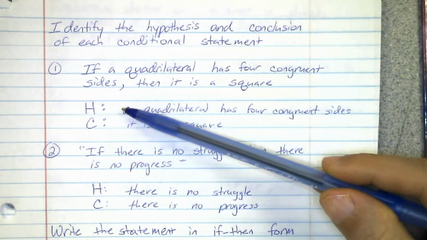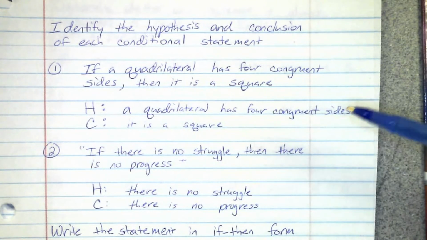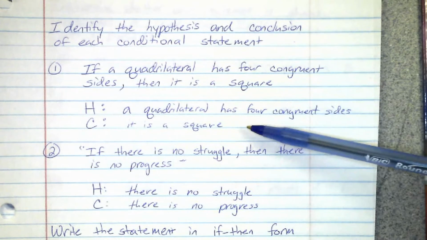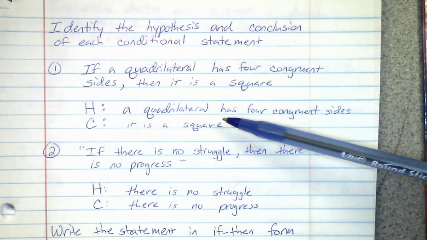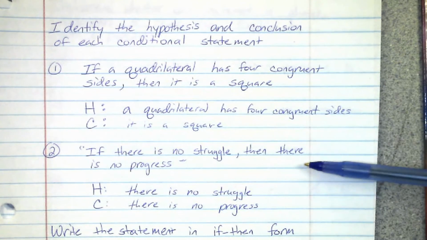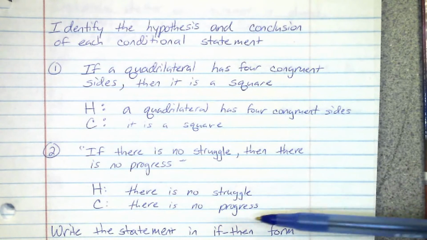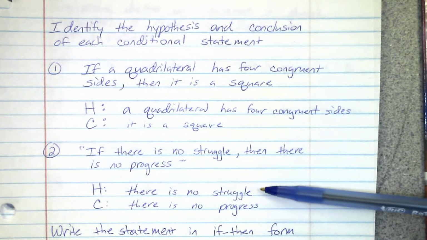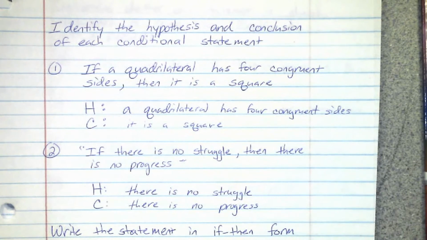So, with the first one, if the quadrilateral has 4 congruent sides, then it is a square. Okay, so the hypothesis, starting with the word if, right here. Notice that I did not use the word if when I wrote this out. And the conclusion, it is a square. Notice I did not write the word then. Right here, good quote. Do you know who made it? Hypothesis, there is no struggle. Conclusion, there is no progress.